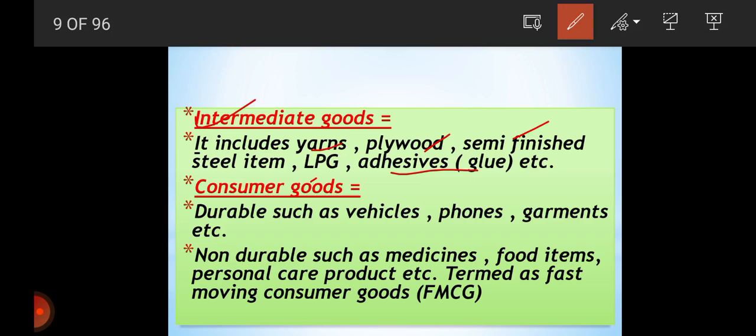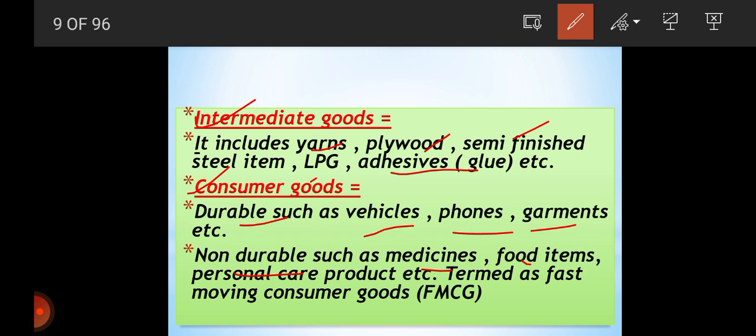And number fourth is consumer goods. So the commodity which is directly consumed by the consumer will come under this. Consumer goods are divided into two categories. First is called durable goods and second is called non-durable goods. Durable goods means those having a life for a long time, or we can say the commodity which we can use for a longer period of time. Example: vehicle, phone, garment, etcetera. Non-durable goods industry means medicine, food items, then personal care items, etcetera.